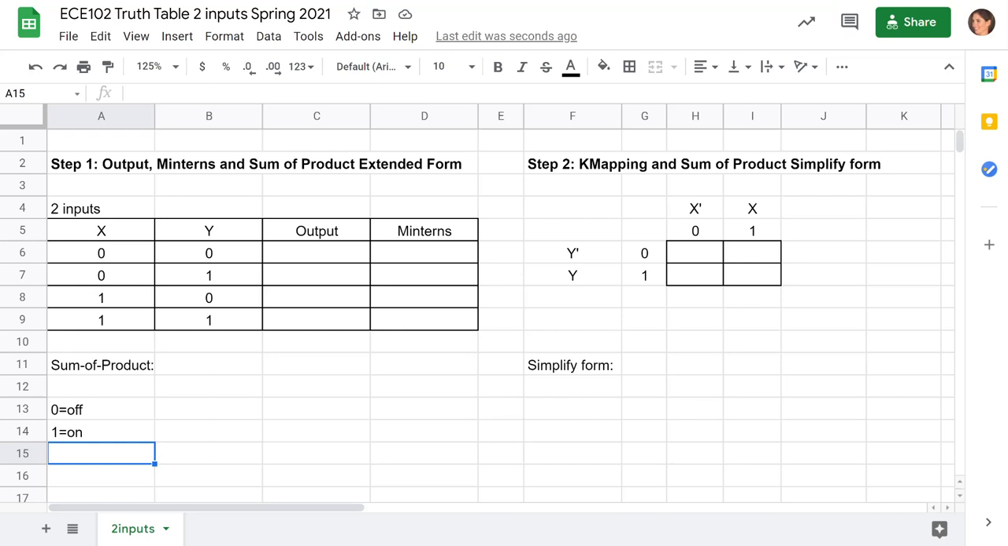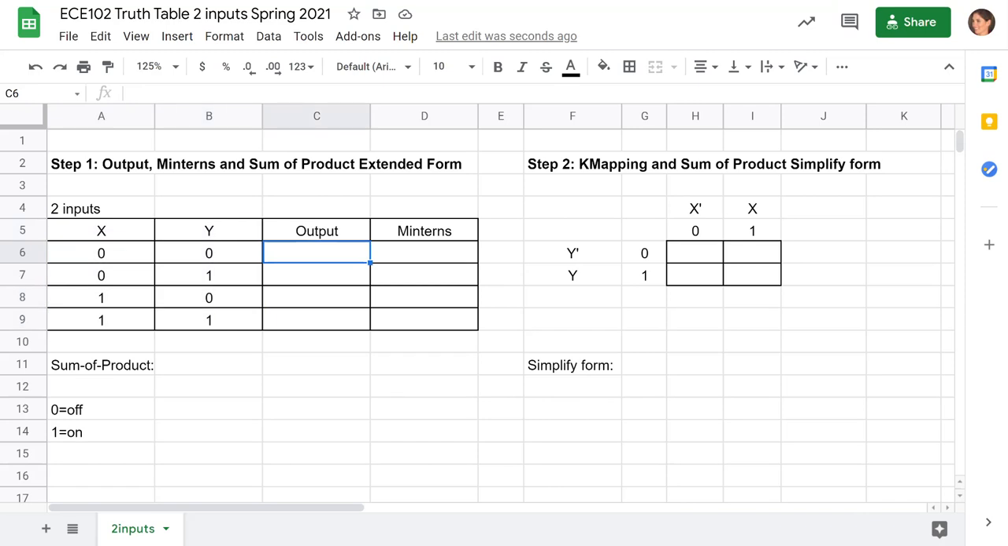First, when X is on 0 and Y on 0, it means that two switches are off. When it's on 0 and 1, it means the first switch is off and the second switch is on. 1 and 0: X is on and Y is off, and 1 and 1: X and Y are on. So that's this table on the left. This is always the same. We always write it the same way: 0, 0, 0, 1, 1, 0, 1, 1. So we begin with the first input, zeros and ones, and after that, for the second input, we switch 0, 1, 0, 1. Okay, so this one on the left never changes.